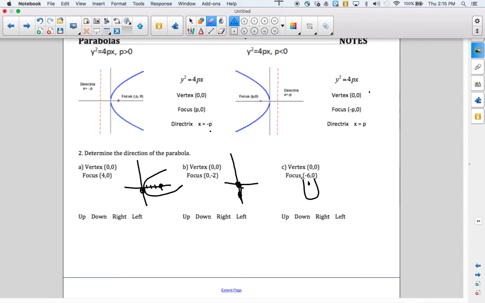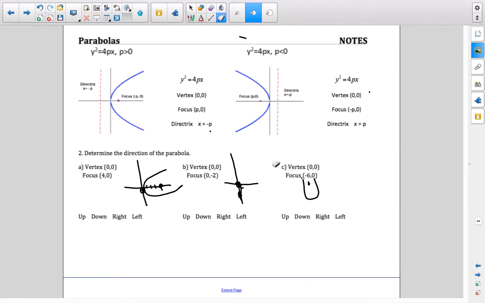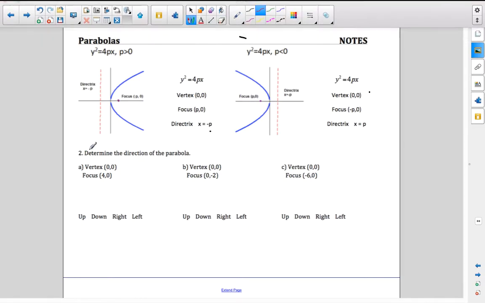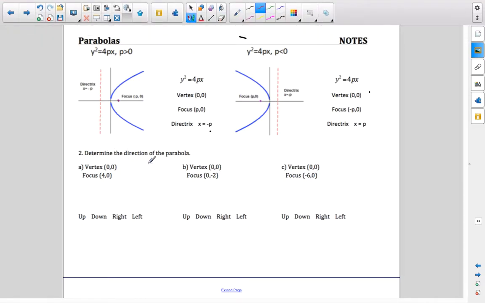Okay, so now let's look at some of these and draw some better pictures, hopefully. Now, we want to determine the direction of the parabola: right, left, up, down. So if we have a vertex, and certainly we can sketch some of these, so that's not a bad deal. We can sketch them, choose a color.